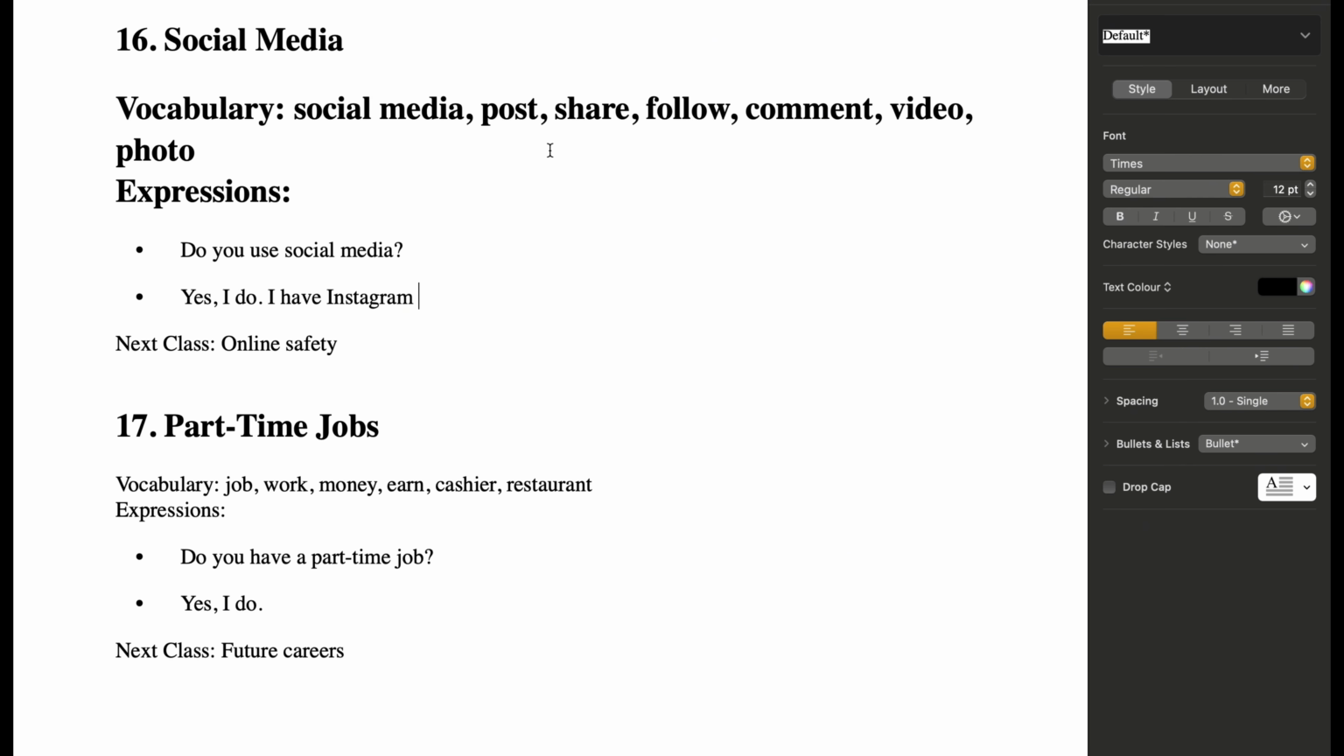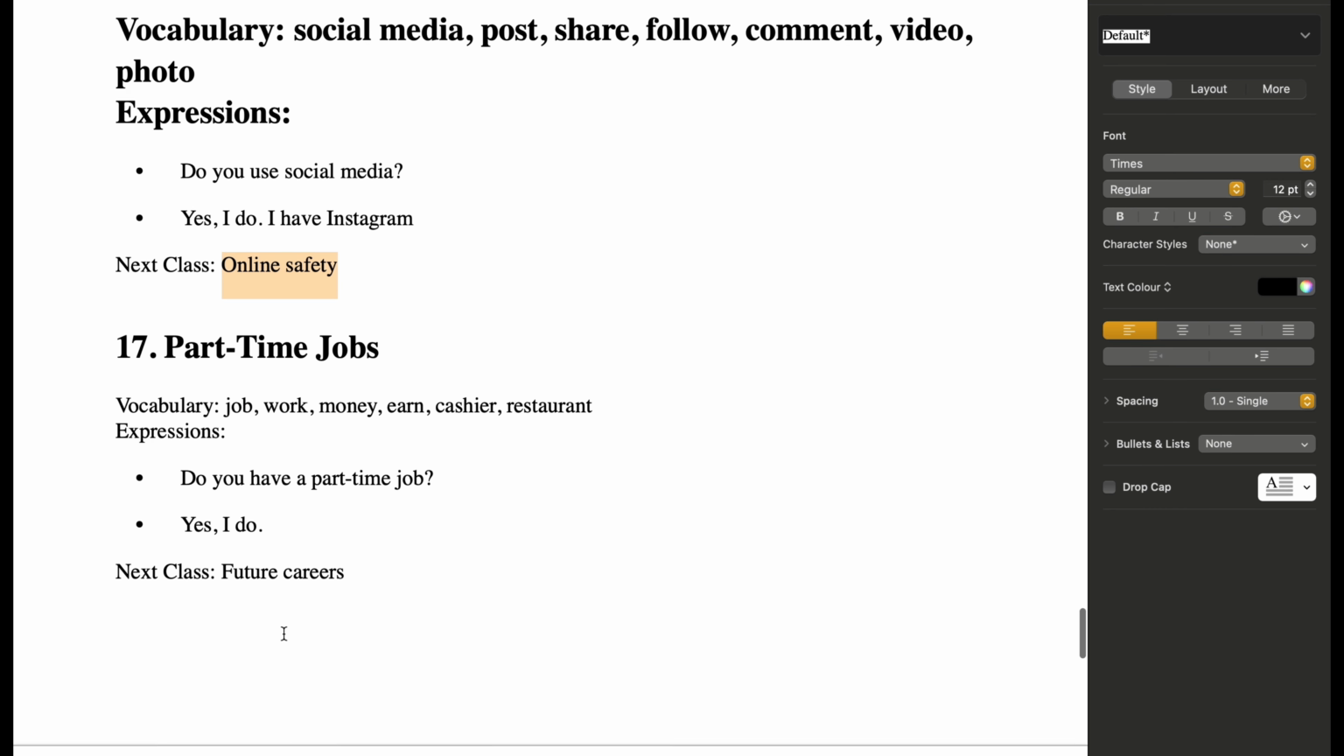So we're going to be showing them the logos. And then you ask the question, do you have social media? No, I don't. I don't have Facebook. And then next class, we're going to talk about online safety. Online safety. Very important also. Very much important in Korea as well.